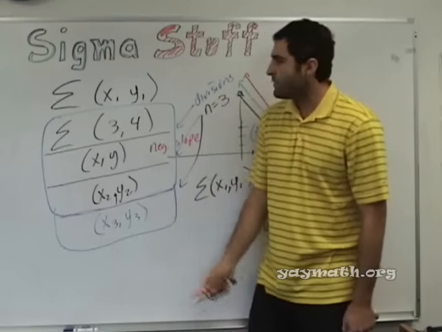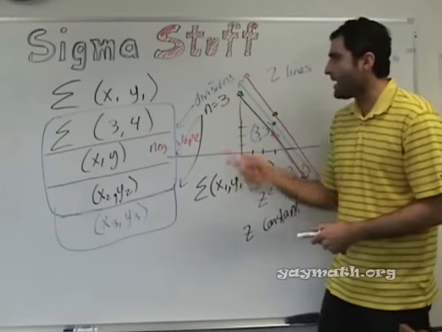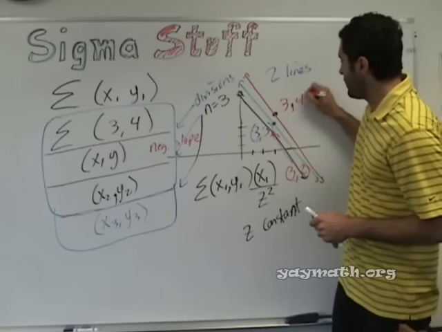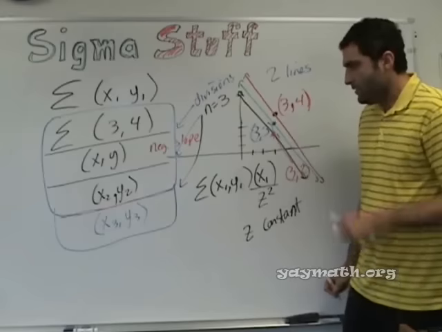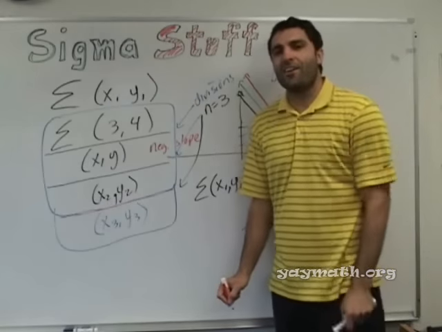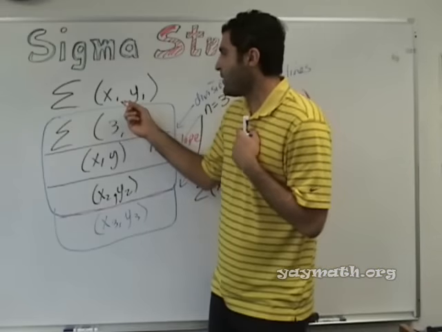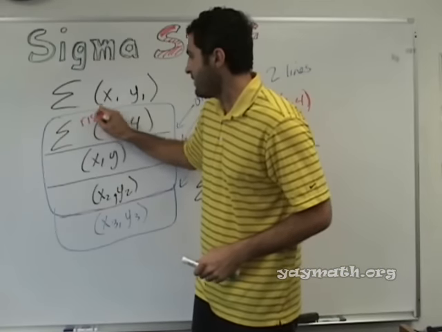Sigma x one y one. We decided we said any point, 3/4. Why are you dividing it by x y? To get the slope. No one said that before! I'm sorry, my mistake. Rise over run. Yeah. Rise.